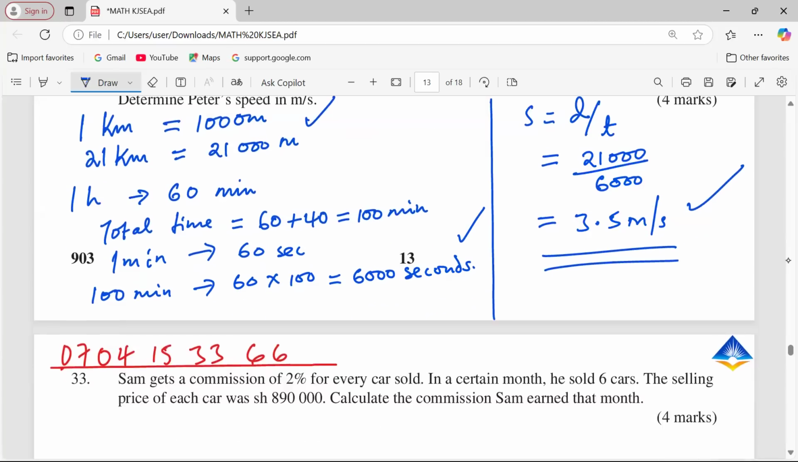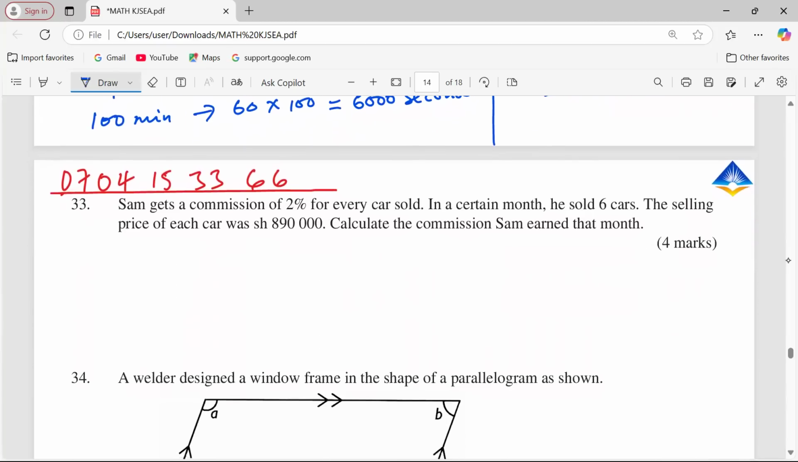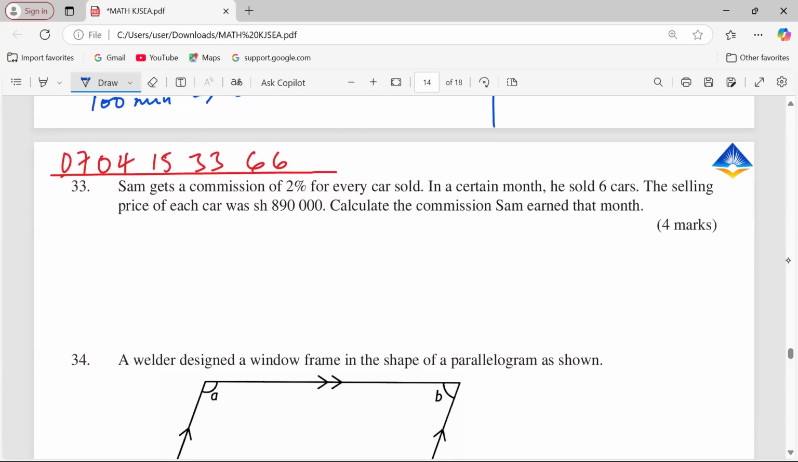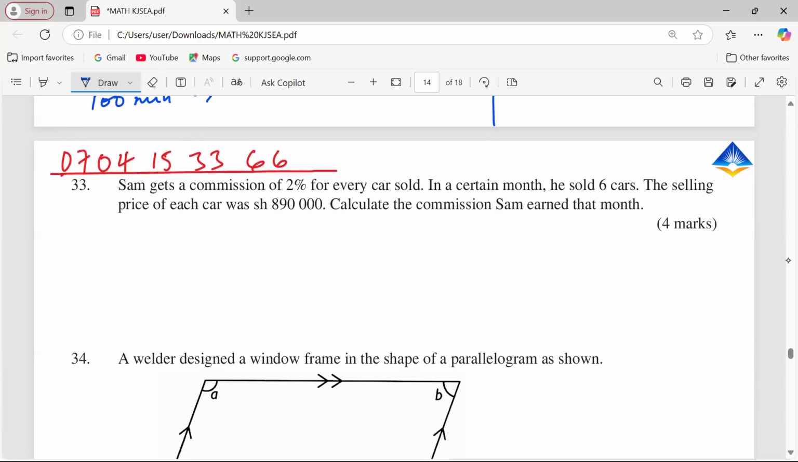Number 33. Sam gets a commission of 2% for every car sold. In a certain month, he sold 6 cars. The selling price of each car was 890,000 Kenya shillings. Calculate the commission Sam earned that month.